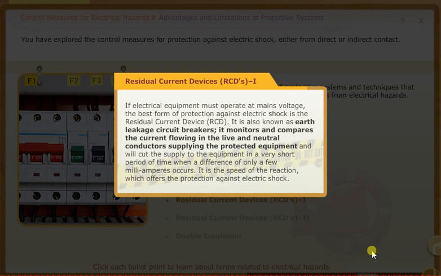Residual current devices or RCDs 1. If electrical equipment must operate at mains voltage, the best form of protection against electric shock is the residual current device or RCD. It is also known as earth leakage circuit breakers. It monitors and compares the current flowing in the live and neutral conductors supplying the protected equipment and will cut the supply to the equipment in a very short period of time, when a difference of only a few milliamperes occurs. It is the speed of the reaction which offers the protection against electric shock.